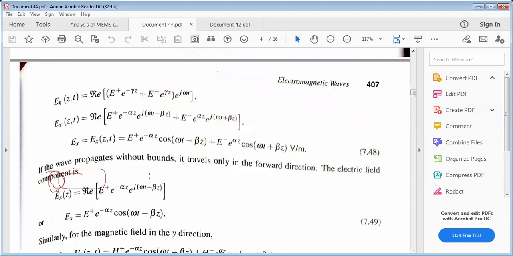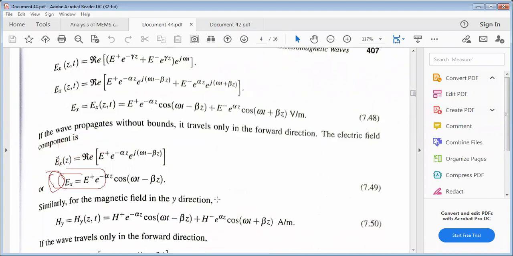If the wave propagates without bounds, it travels only in the forward direction. Suppose if there occurs any boundary, it is reflected back. Otherwise, it is moving forward. So the electric field component as a function of z contains only the term e plus into e power minus alpha z, e power j omega t minus beta z, that is cos of omega t minus beta z.